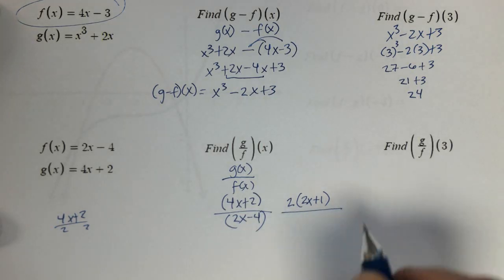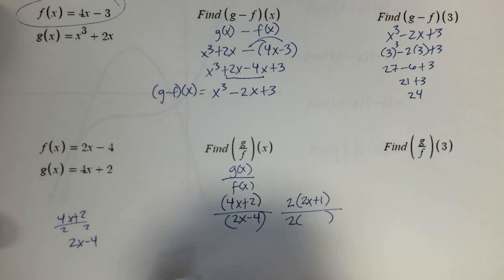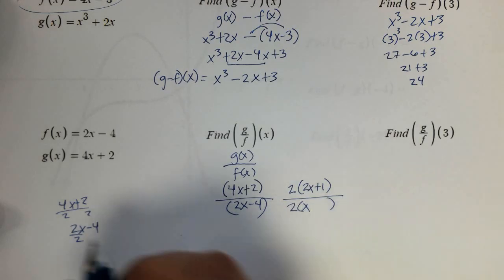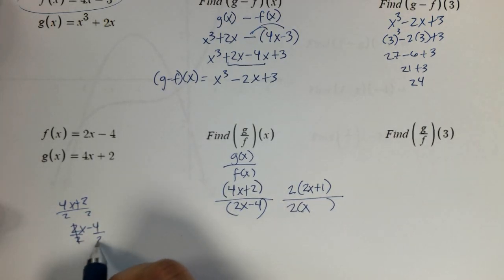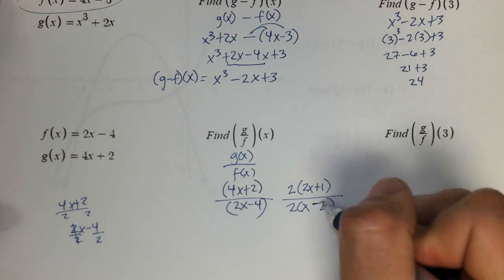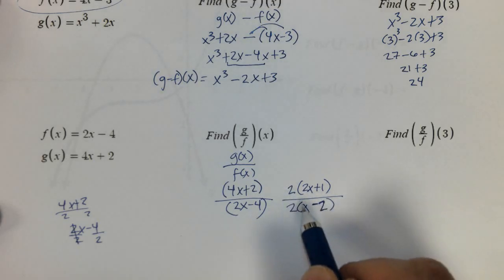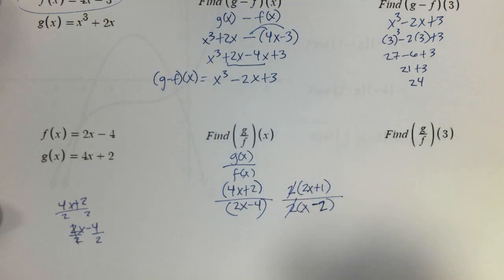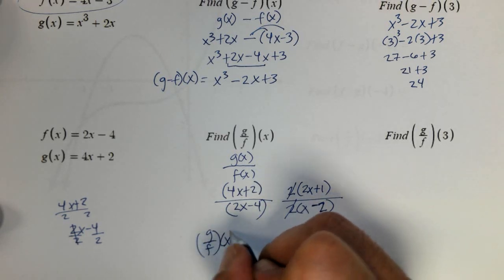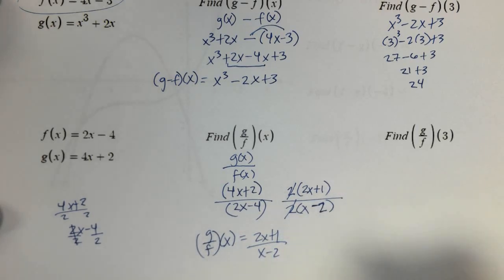In the bottom, I can do the same thing. 2x minus 4, they both have a 2 in common. So divided by 2, 2x divided by 2 is just x. And then 4 divided by 2 is negative 2. It's a minus right here. Now that I have separated the 2 from the top and from the bottom, I can start to cancel things. This is my new function. g divided by f is actually 2x plus 1 divided by x minus 2.